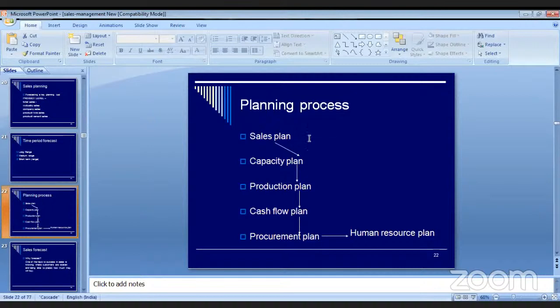So vice versa, everything will be considered in this flow: sales plan, capacity plan, production plan.